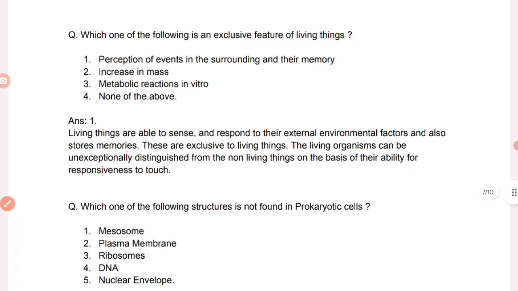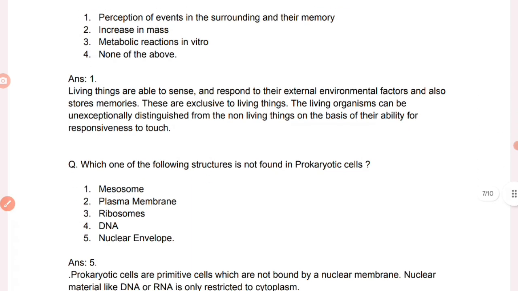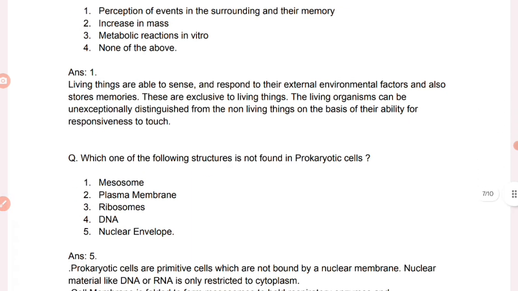Okay. Now the next question, which one of the following is an exclusive feature of living things? Perception of events in the surrounding, increase in mass, metabolic reactions in vitro, none of the above. So here only the first statement is correct. They are able to sense and respond to external environmental factors.